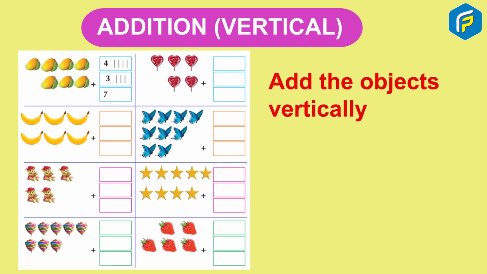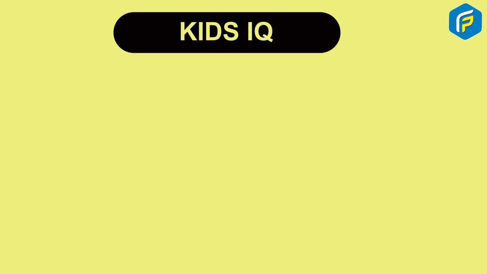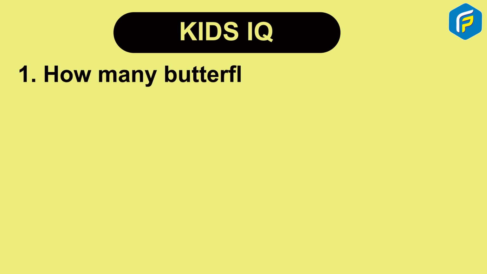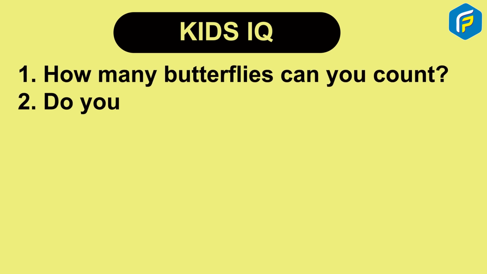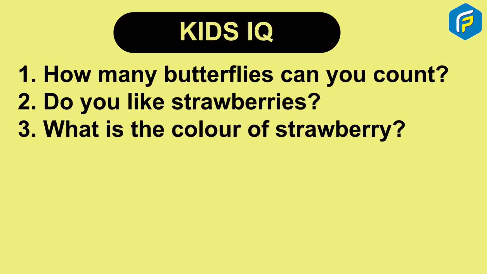Addition. Vertical. Add the objects vertically by drawing lines. One has been done for you. Kids IQ. 1. How many butterflies can you count? 2. Do you like strawberries? 3. What is the color of strawberry?